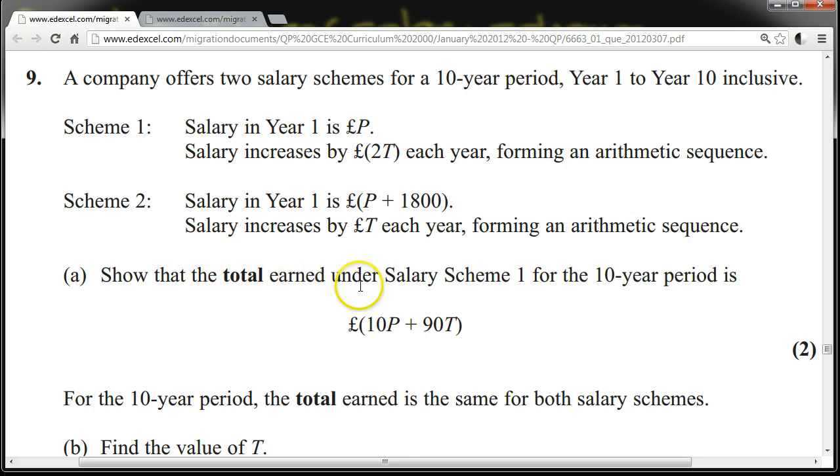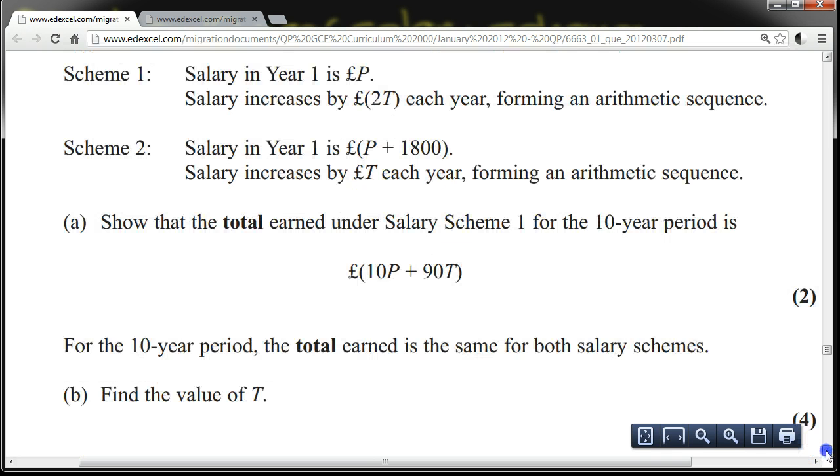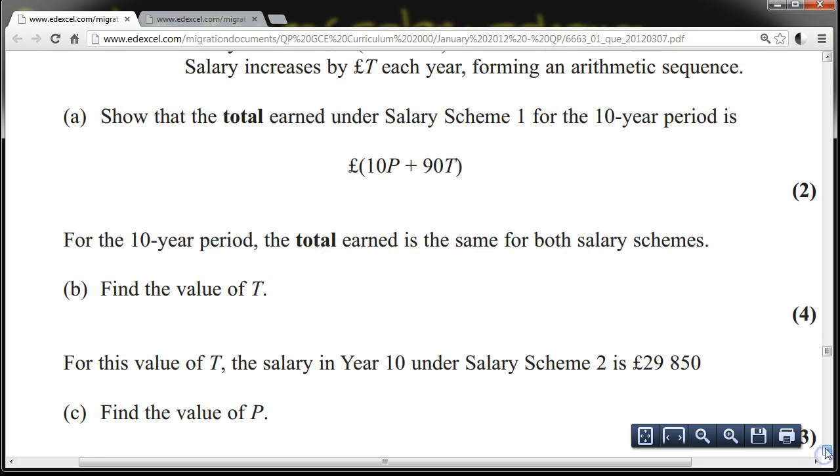Show that the total earned under salary scheme 1 for the 10-year period is 10p plus 90t. For the 10-year period, the total earned is the same for both schemes. Find the value of t. For this value of t, the salary in year 10 under salary scheme 2 is £29,850. Find the value of p.